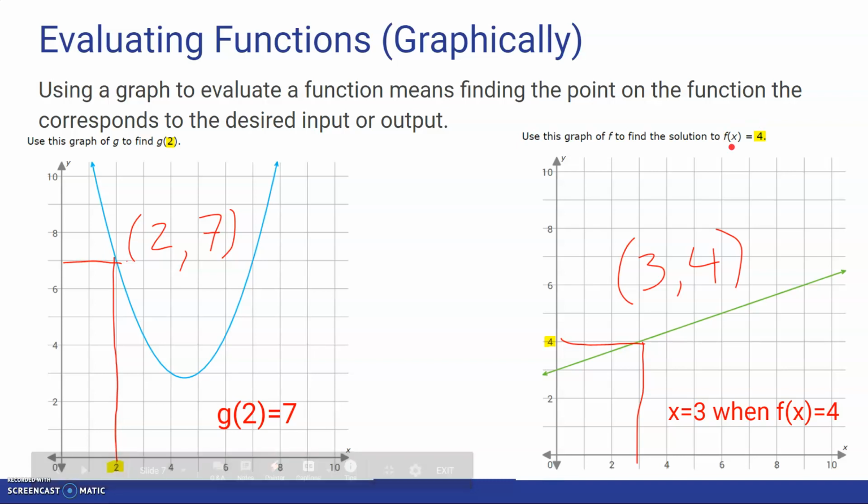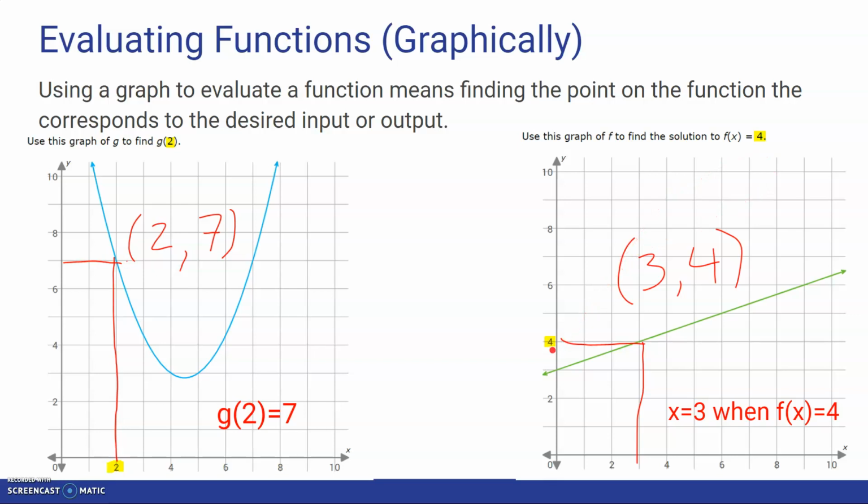Right? Sometimes they'll give you the output. That's when they write the function name with the input, f of x in this case, and then they'll write equals 4. Okay, so if you see a number on the other side of the equal sign, you need to make sure you're going to your y-axis. Inside the equal sign, x, outside, y. Okay, so here I did the same thing.